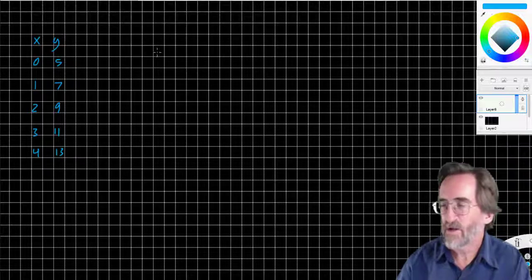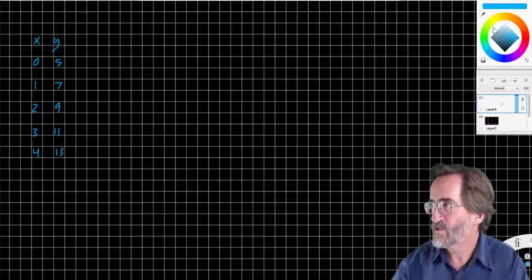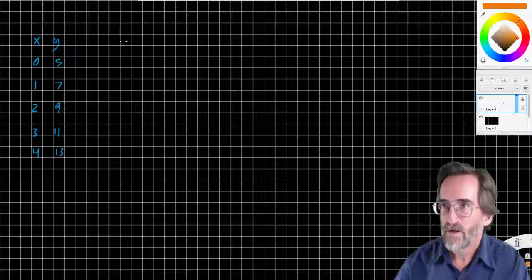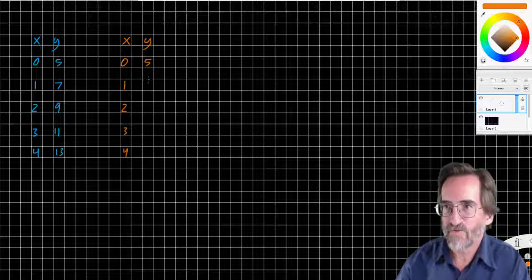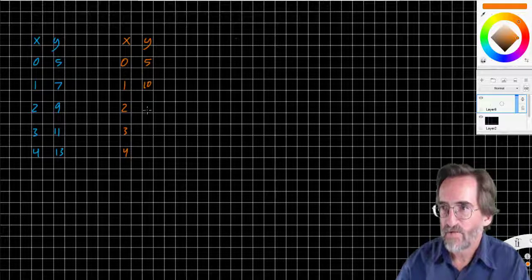Okay, and then I'm going to compare this to another table here, xy, and I'm going to have the same domain values 0, 1, 2, 3, and 4. But this time my y values, my output values, are going to be 5, 10, 20, 40, 80.